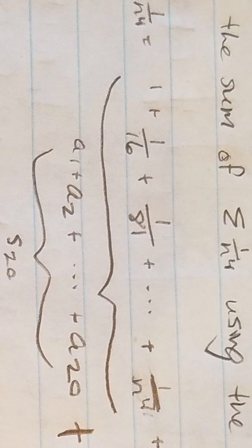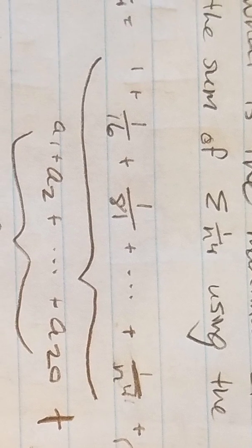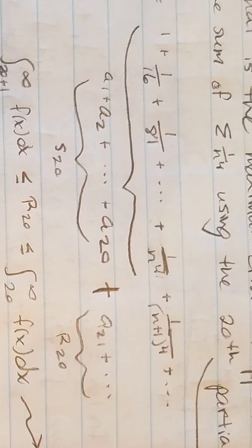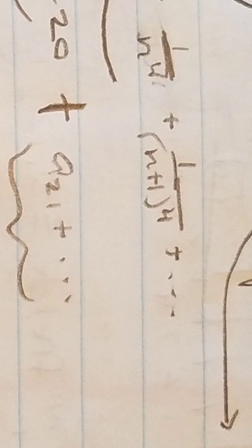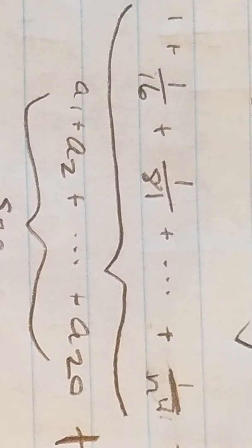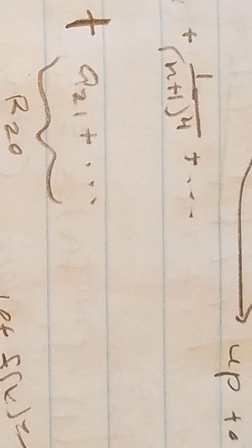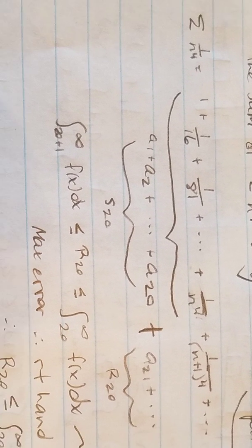This portion right here, 1 plus 1 over 16 plus 1 over 81 plus 1 over 4 to the 4 plus all the way out to 1 over n to the 4, which is 1 over 20 to the 4. That is out to the 20th partial sum, so that is going to be s sub 20. Everything else is your remainder, because your full series is all of that. It's going to infinity. So out to 20 is your partial sum, and then from 21 on is your remainder, which is going to be the remainder sub 20. And that's all the terms starting from the 21st term all the way out to infinity. That's all this little blurb is explaining.